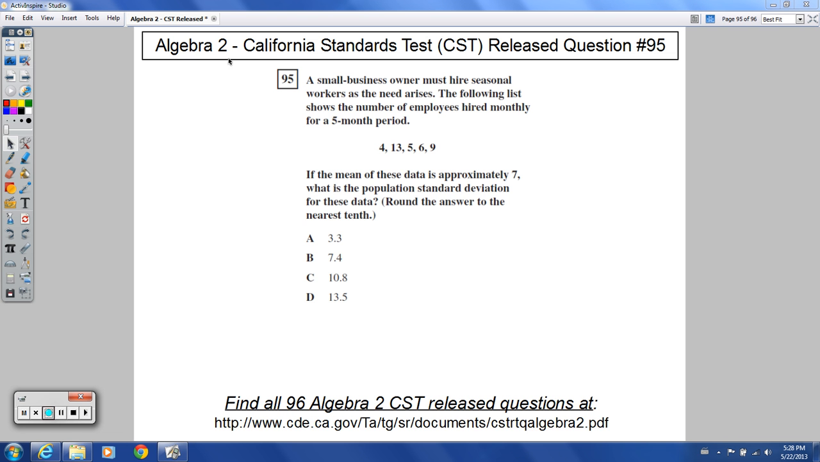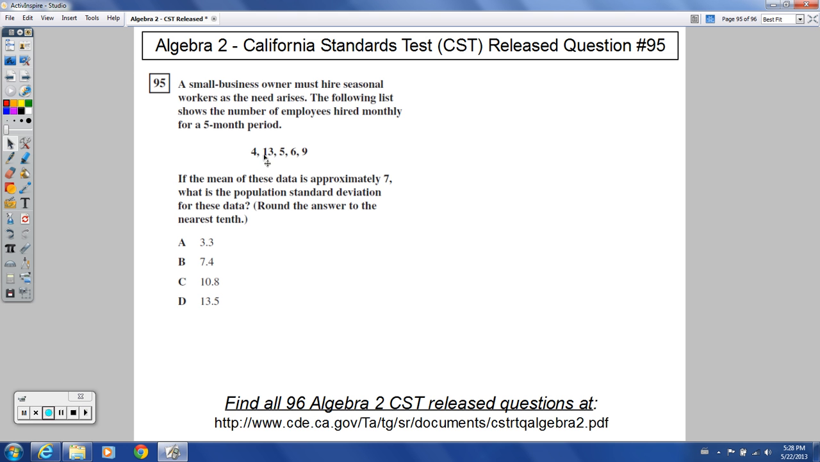Welcome everybody to Algebra 2 CST release question number 95. It says a small business owner must hire seasonal workers as the need arises. The following list shows the number of employees hired monthly for a 5-month period. So that first month, 4 employees hired, and then 13, and then 5, 6, and 9 respectively.